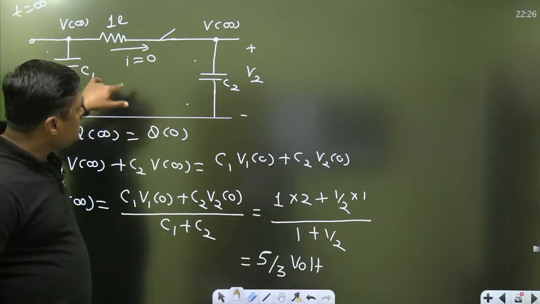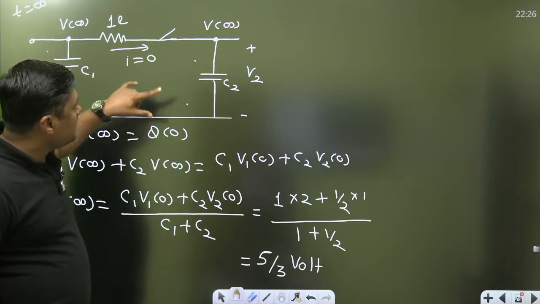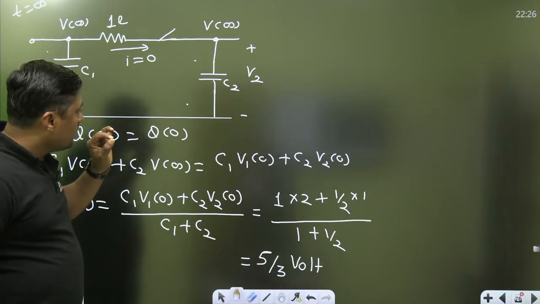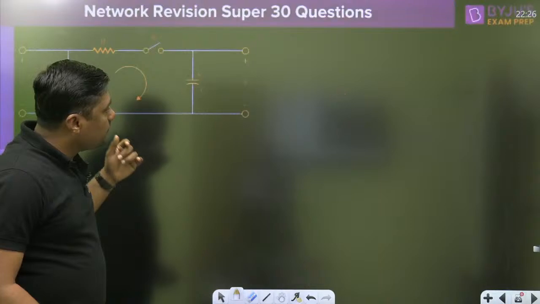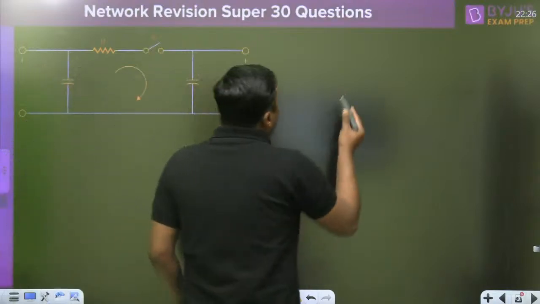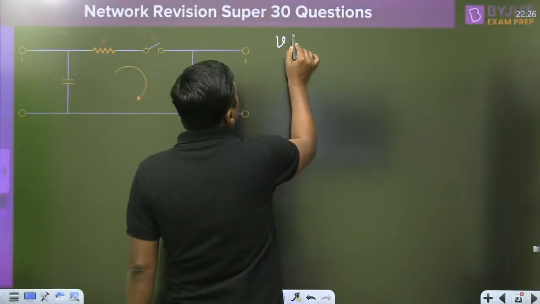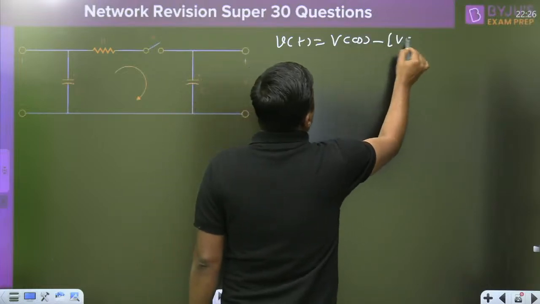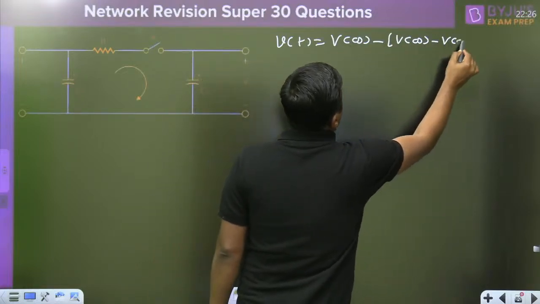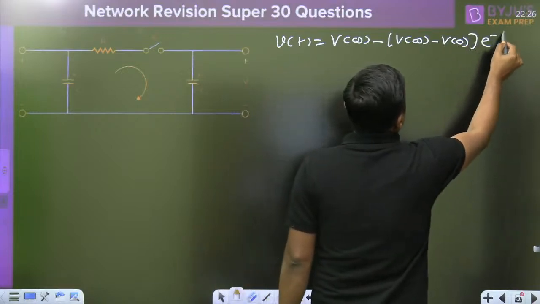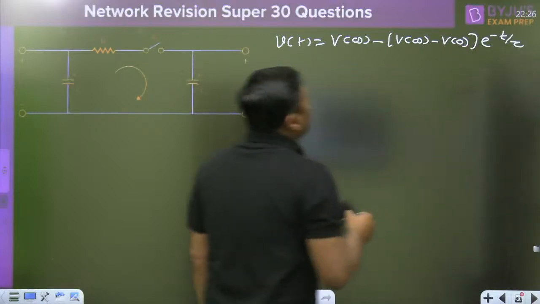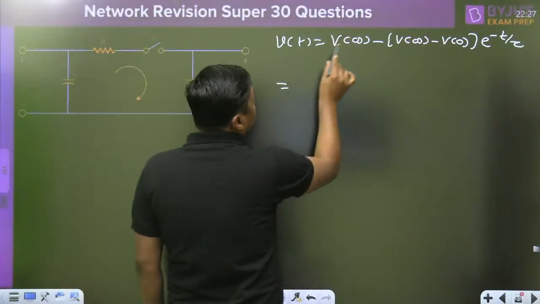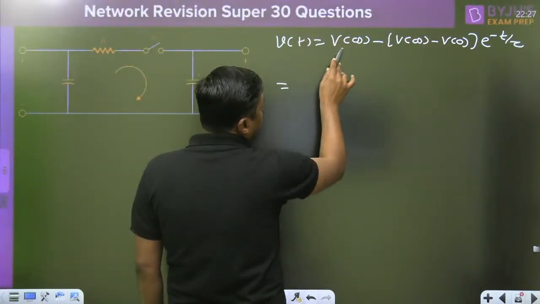Now in this diagram, if you want to calculate the current or voltage, we can always use this formula. Vt is equal to what? V infinite minus (V infinite minus V0) e raised to power minus t by what? Tau. So here the point is V infinite, right?